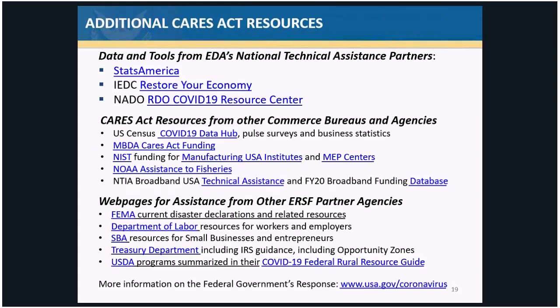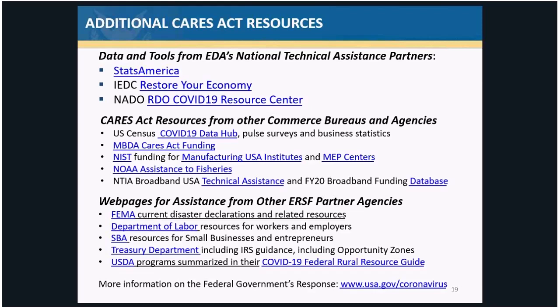pandemic. In addition, we wanted to highlight other U.S. Department of Commerce bureaus and agencies that have received funding through the CARES Act, just as EDA did, and these can complement the projects and programs that our communities are putting together with EDA CARES Act funding. First among these is a data hub that has been developed by the U.S. Census Bureau called the COVID-19 Data Hub, which also includes pulse surveys for small business data and economic statistics, and a number of other pieces of demographic and economic data that can help our communities to plan their recovery strategies.